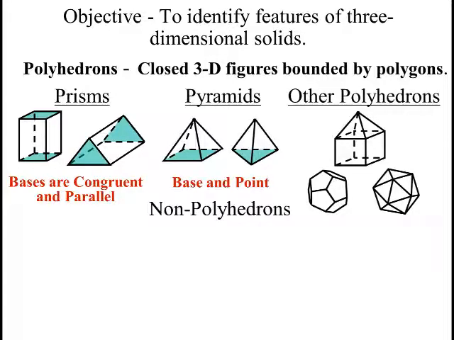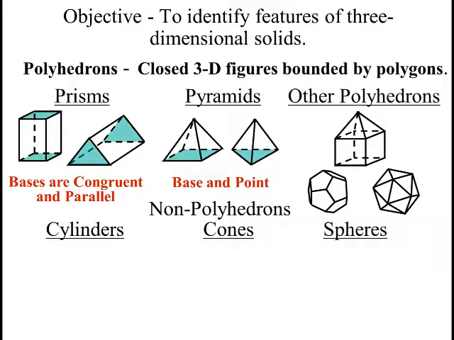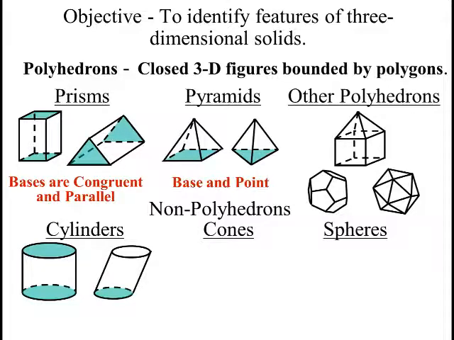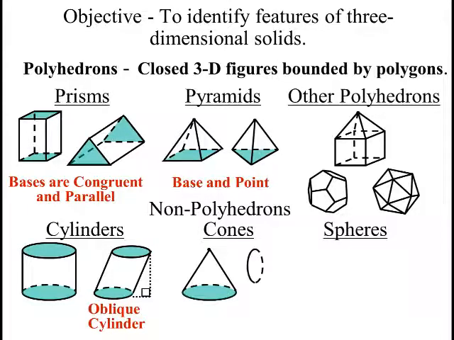Now, non-polyhedrons would be, for us, the figures that have curves. So cylinders, cones, and spheres we're going to be looking at. Cylinders are much like prisms. They have two bases. They may be oblique, which doesn't change the volume of them, but it does change the surface area. Cones are sort of like pyramids. They're pyramids with circular bases. And then spheres, of course, you know where the sphere is. The Earth is a sphere, a beach ball.